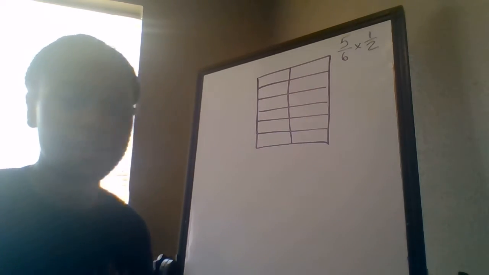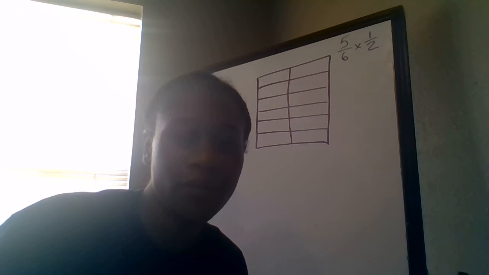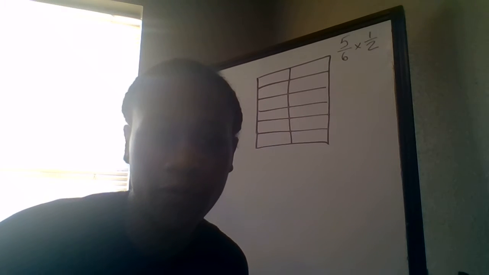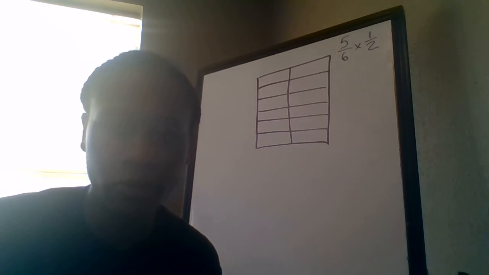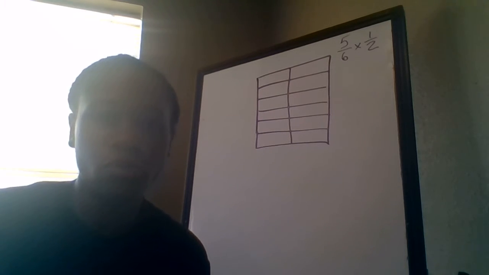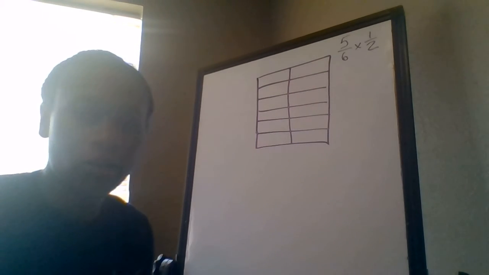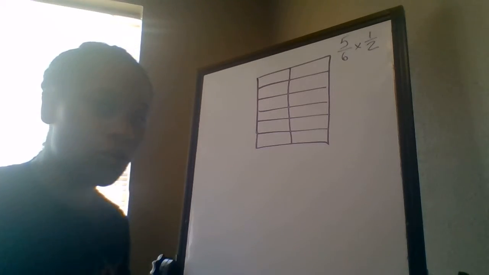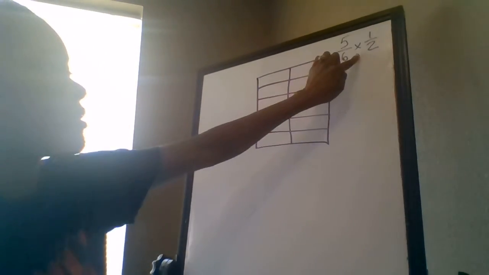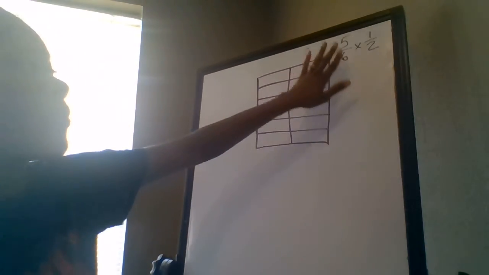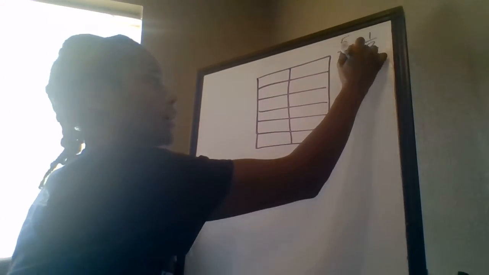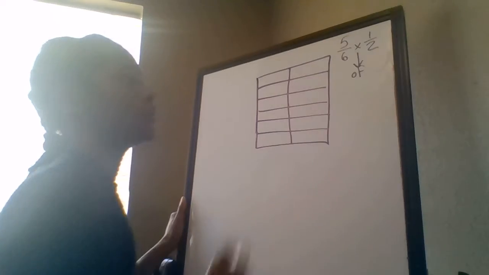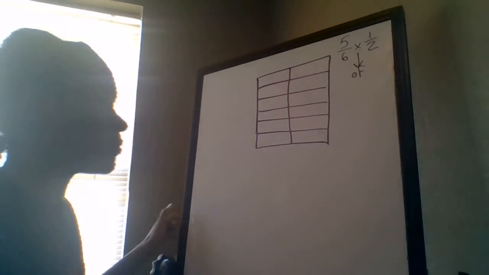So the question asked us to show what is 5/6 of 1/2. So you have to use the model because the question says use the model. So I'm going to show you how to use the model to answer this question. The first thing we have is 5/6 times 1/2. So we need to show what is 5/6 of 1/2. You need to know that "of" is multiplication for the most part.